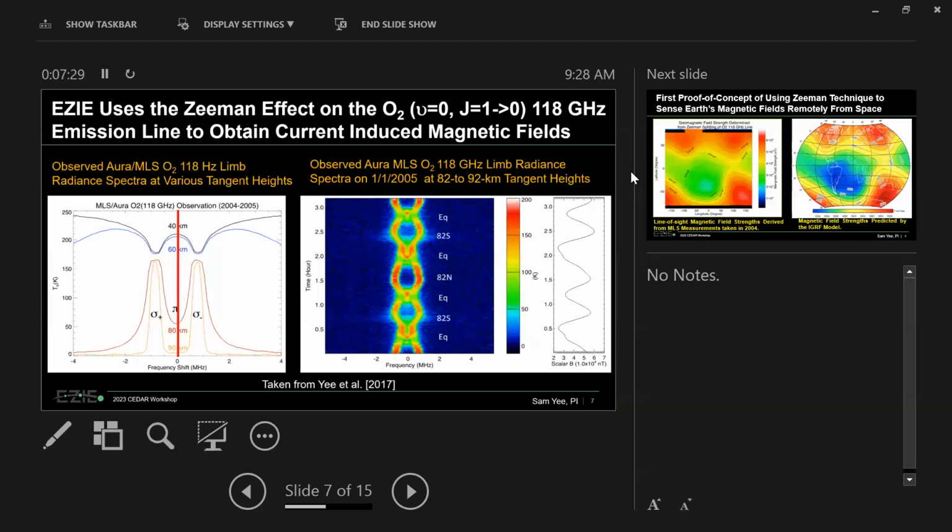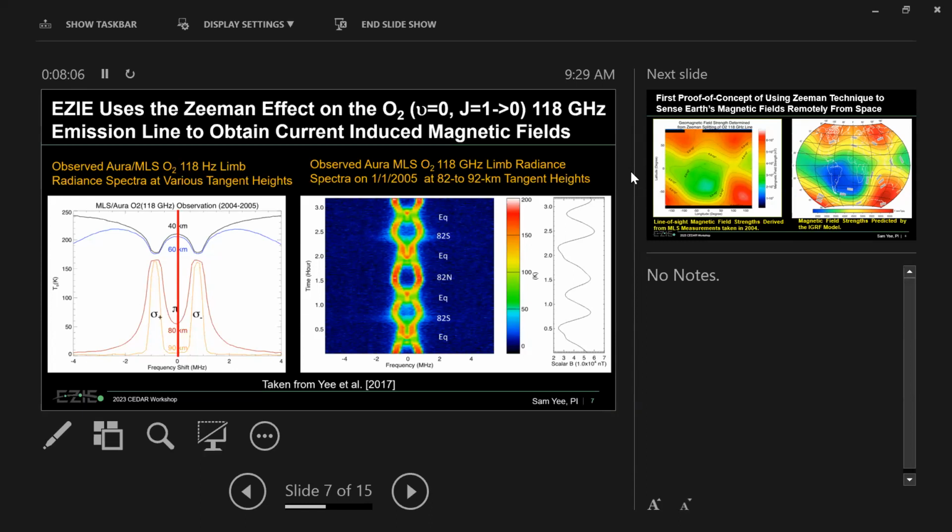We use the Zeeman effect on the O2, v equal to 0, thermal emission, the J equal to 1 to J equal to 0 transition, the 118 gigahertz emission line, to obtain the current-induced magnetic field. What it says about Zeeman is that in the absence of a magnetic field, there is a single line, J equal to 0, J equal to 1. But in the presence of magnetic fields, such as Earth's geomagnetic field plus the current-induced magnetic field, the line suddenly splits, as shown in the figure here. And this is the line observation provided by the Aura MLS instrument. You can see the line actually split.